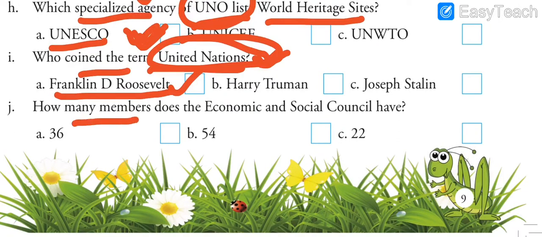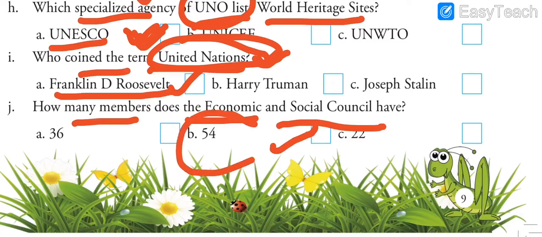Next is, how many members does the Economic and Social Council have? Now, how many members are there in the Economic and Social Council? So, I would like to tell that there are a total of 54. There are a total of 54 Economic and Social Council members. Okay, I hope this is quite clear to you.